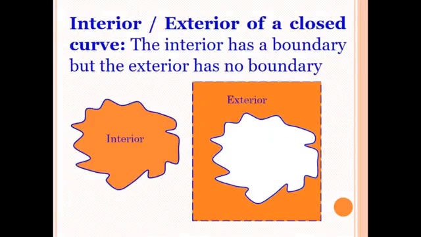Then interior and exterior of a closed curve. The interior has a boundary but the exterior has no boundary. So in the first figure, the interior is shown by the orange color, and in the second figure, the exterior part is shown by the orange color.